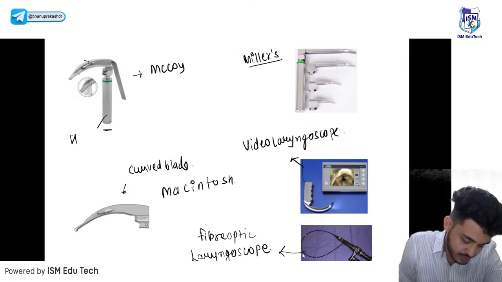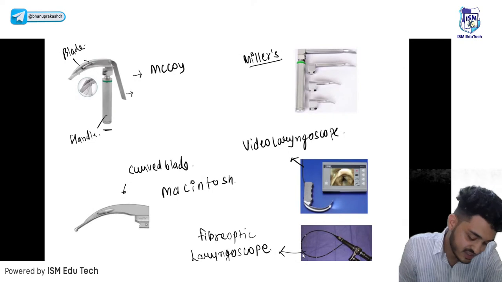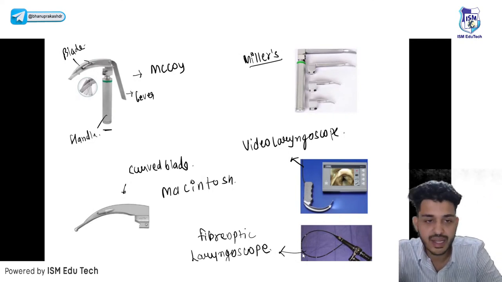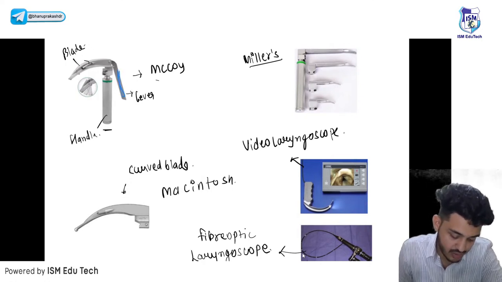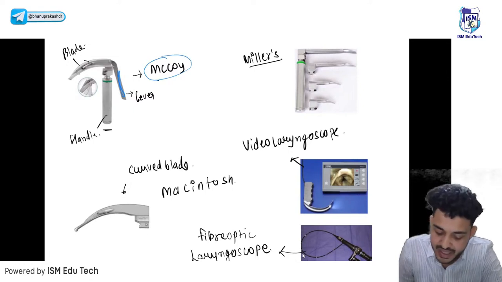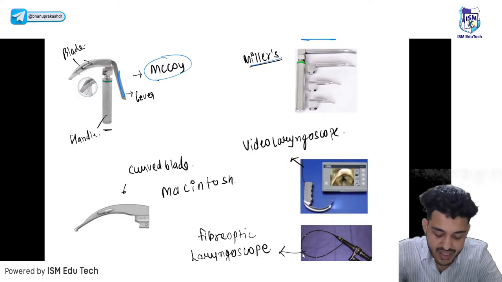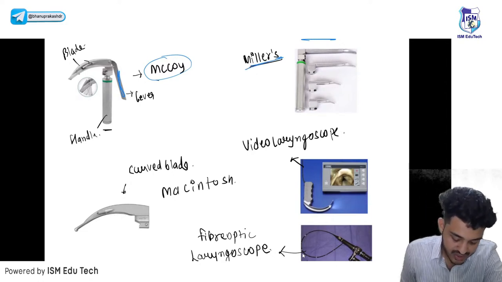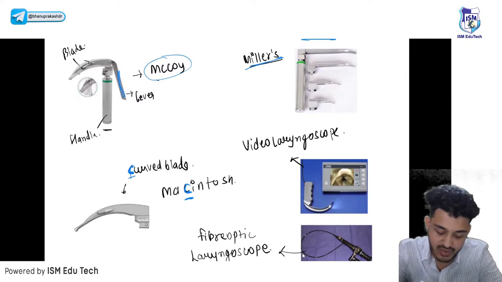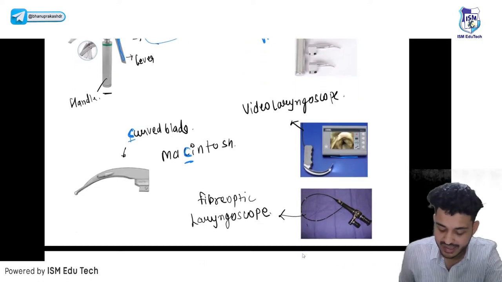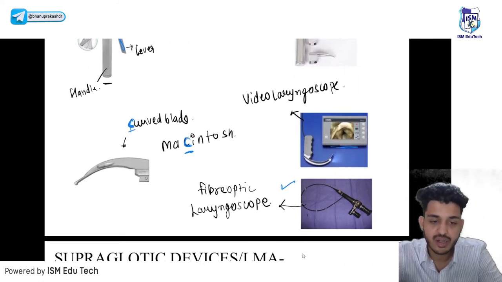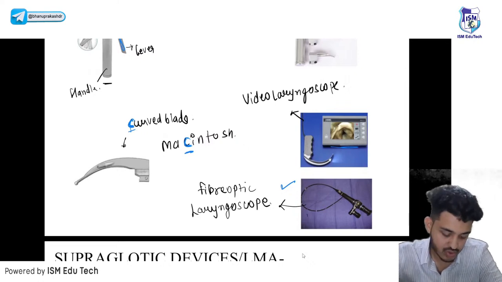How do we identify this? This part is known as the handle. This part is known as the blade. This one is an extra lever. If there is an extra lever in the laryngoscope, we call it McCoy. How to identify McCoy? There will be an extra lever. That is your McCoy laryngoscope. If there is a straight blade, it is Miller's laryngoscope. If it is a curved blade, remember C for curve, C for McIntosh. Miller's will be straight. With the video laryngoscope, you can see it on the camera. And this one is your fiber optic laryngoscope, useful in difficult airway intubation. So these are the laryngoscopes.